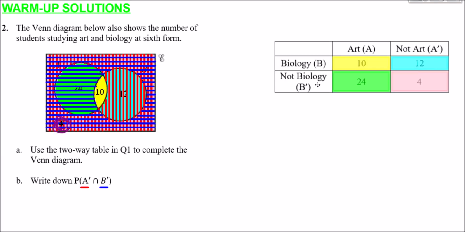Just by seeing where the not biology row intersects with the not art row. So if you just see where they meet, the non-biologists meet the not artists here, that's the intersection, this cell 4. So sometimes using a two-way table is just as easy, if not easier, than using a Venn diagram. So you can use both approaches to work out conditional probability questions.